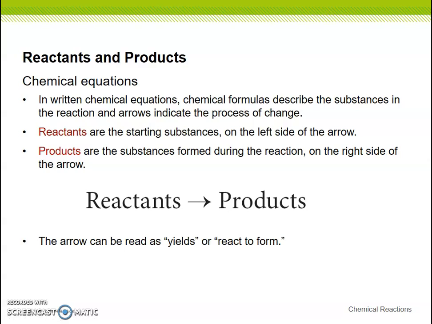Chemical equations. In written chemical equations, chemical formulas describe the substances in the reaction, and the arrow indicates the process of change. Reactants are the starting substances on the left side of the arrow, so they're the things that you start with, and products are the substances that are formed, and they are found on the right side of the arrow. The arrow can be read as yields, so reactants yield products, or reactants react to form products. Either way is accepted.